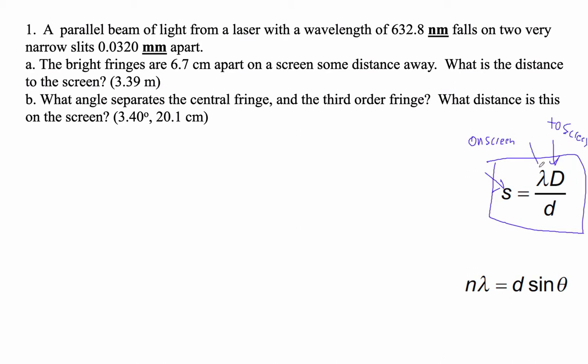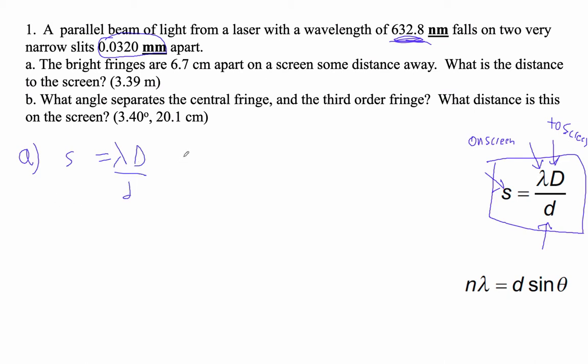That's the wavelength of light. So in this case, we'll use that, right? Okay, and then this is the separation, which will be this, okay? So let's just go ahead and find the D doing that, right? So the bright fringes are 6.7 centimeters apart on the screen, some distance away. So we're going to go S is lambda D over d, right?